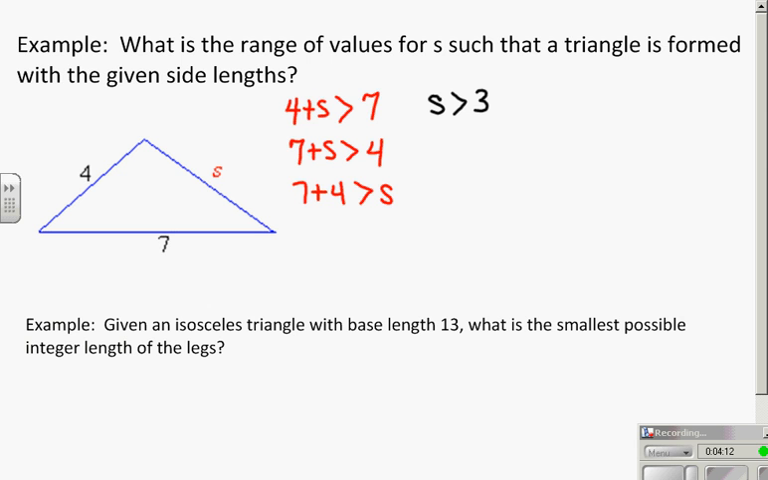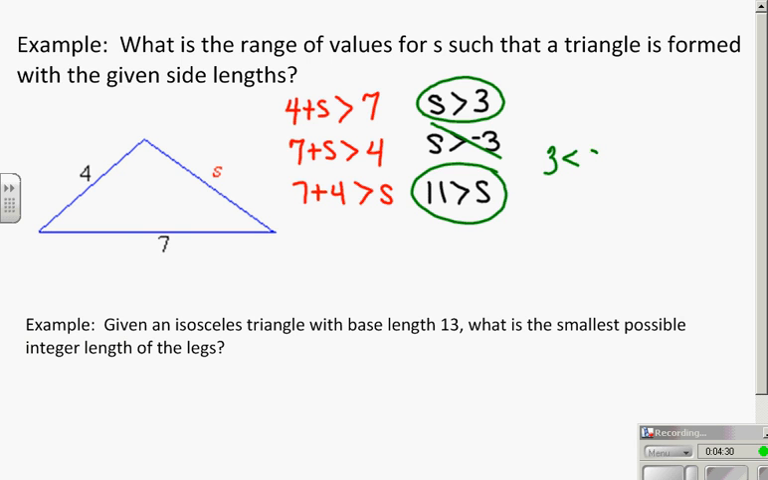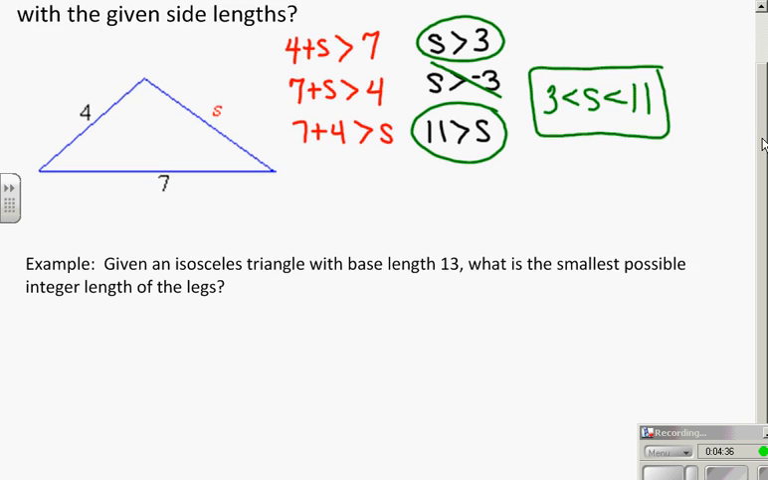If I solve each one of these, s has to be greater than 3, s has to be greater than negative 3, and 11 has to be greater than s. Well, we can't have a negative, because that just doesn't make sense. And this one gives me my lower and upper bounds. If you flipped your inequalities around, what you'd find is that s has to be between 3 and 11.